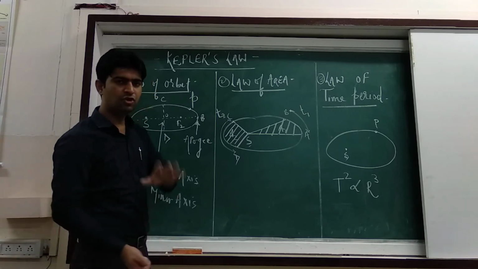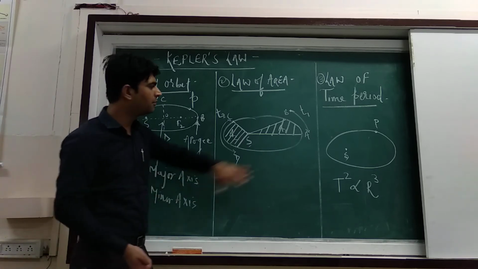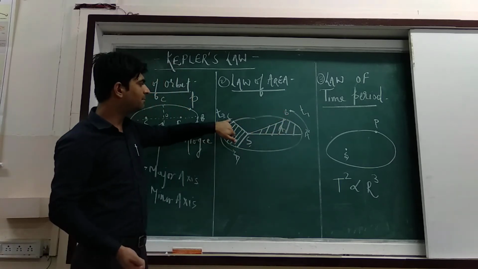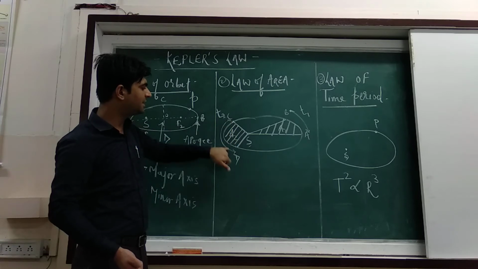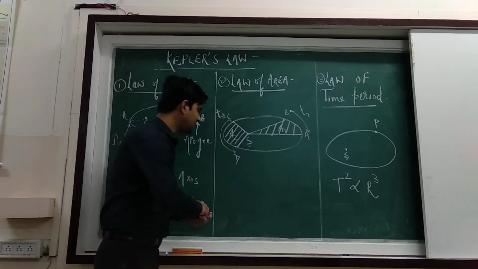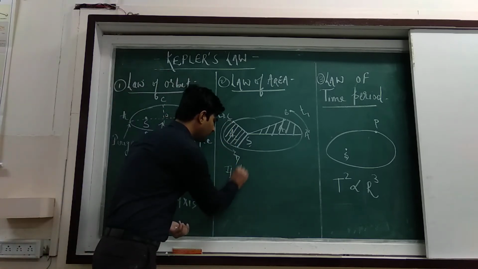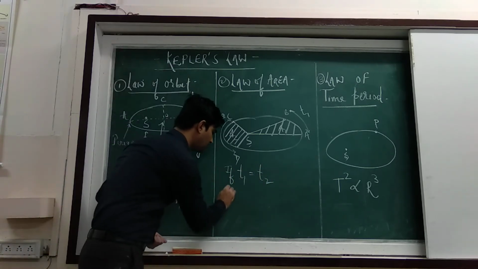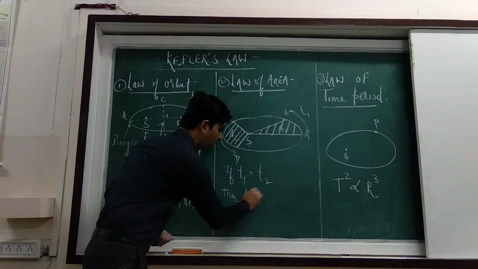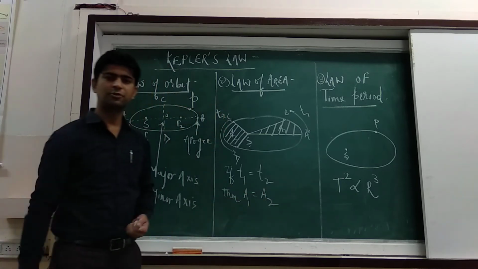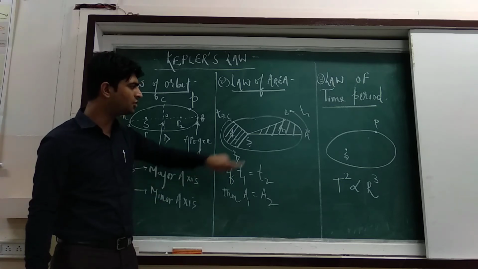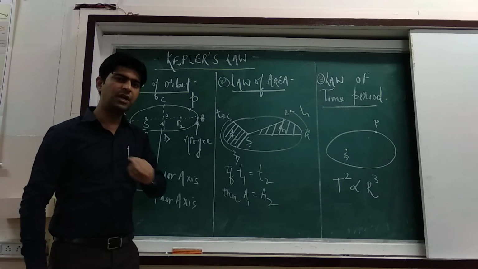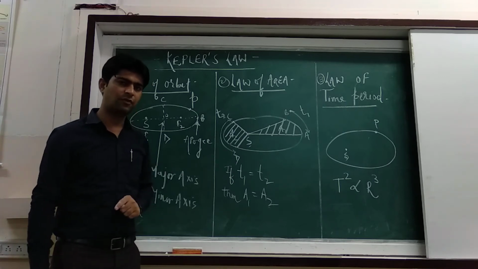If the time taken to move on the orbit from point A to point B is the same as the time taken by the orbit to move from point C to D, that means if I say T1 is equal to T2, then A1 should also be equal to A2. That means the line joining the sun and planet sweeps out or covers equal area in equal interval of time.